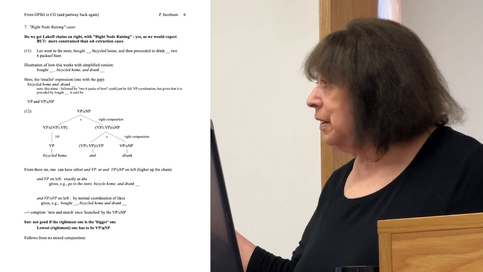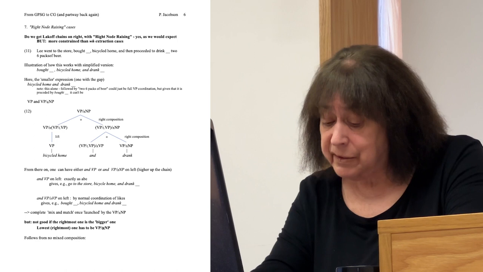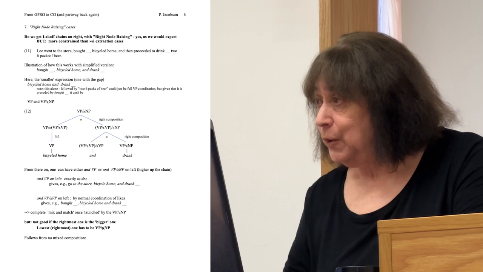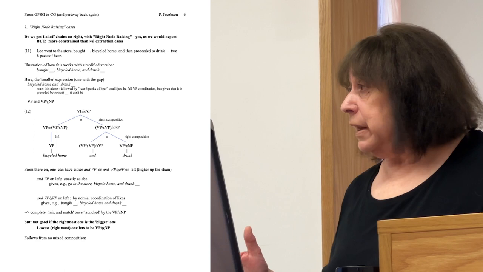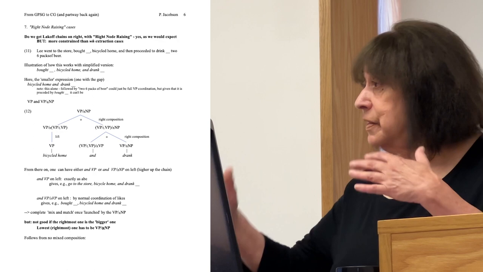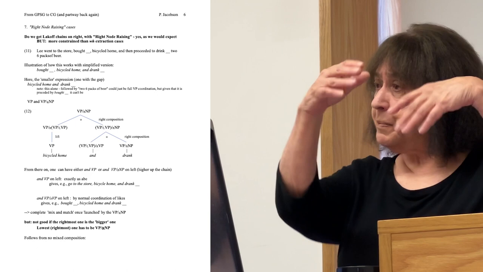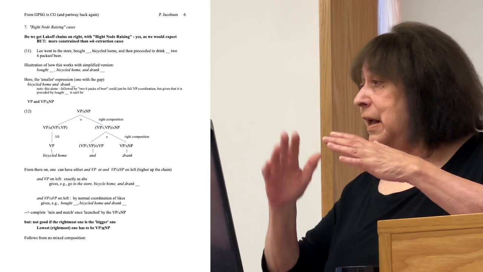And so you can get these chains with that. Once you've gotten that, so bicycle home, no gap, and drink can compose up to give you a fancy transitive verb. Once you get that, it can combine with either another fancy transitive verb, as in bought, by coordination of likes, or it can combine with a VP by the same process that you just went through. So you can get these chains where you either get things with gaps next, or you get full VPs, and you can get this mix and match chain of VPs and VPs with gaps in this right node raising case.